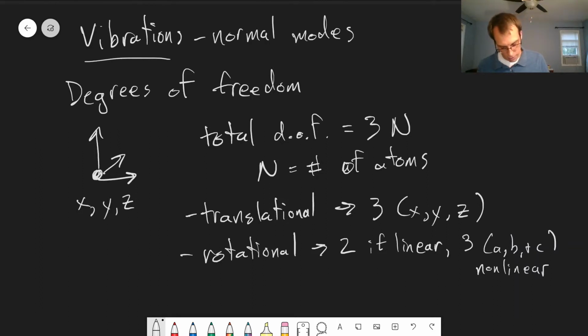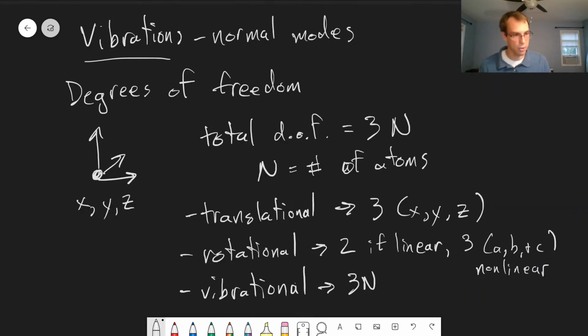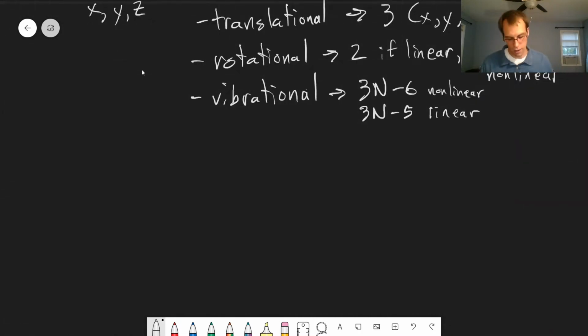And the reason we bring this up is because this idea of degrees of freedom will tell us how many vibrational degrees of freedom we have for a particular molecule. So it's just going to be whatever's left over. So 3n minus 6 for nonlinear molecules, or 3n minus 5 for linear molecules. And so this is subtracting off the rotational and translational degrees of freedom to tell us how many vibrations we're going to have left over. And so this will tell us how many different vibrational motions we'll have in a molecule.